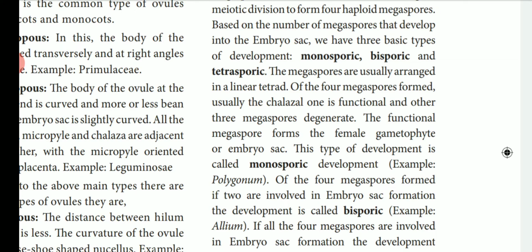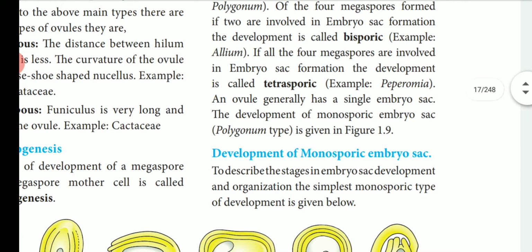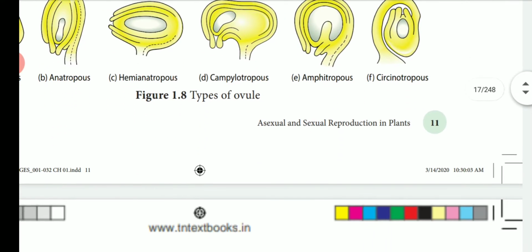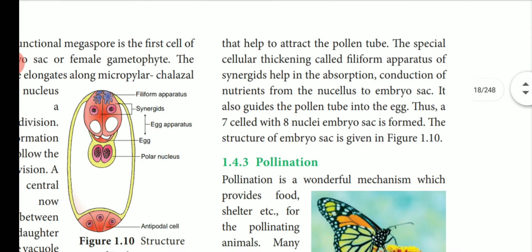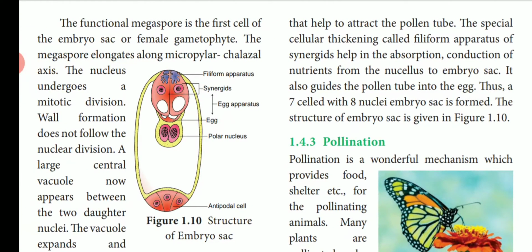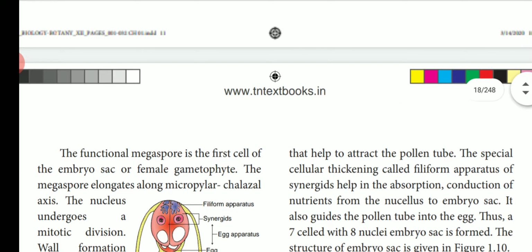Now we are going to study the development of the monosporic embryo sac. Monosporic means that only one megaspore will develop into a functional embryo sac. Mono means one. Now we are going to see about monosporic embryo sac development. That we can see in the diagram given on page number 13, figure 1.9, the development of ovule and embryo sac.